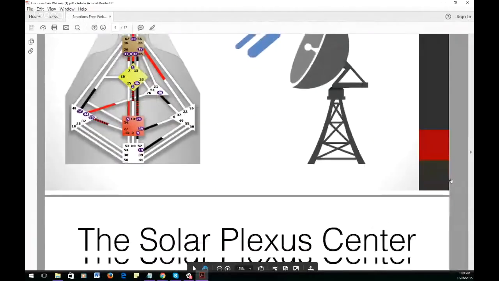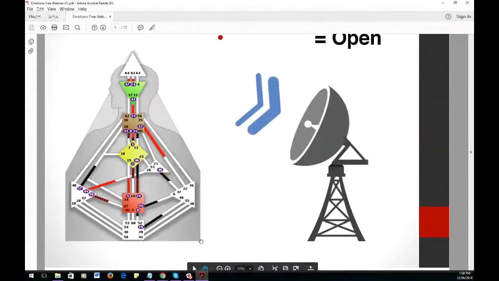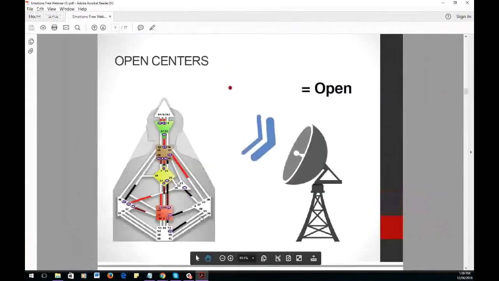So let's stop for just a second before we go on to the next slide. Let's look at just an example of the difference between openness and definition. I want to make sure I cement this idea, because this is a very important idea in Human Design. When you look at this body graph on this particular slide, you'll see that on the right-hand side of the chart, there's a triangle there. That triangle is called the emotional solar plexus.